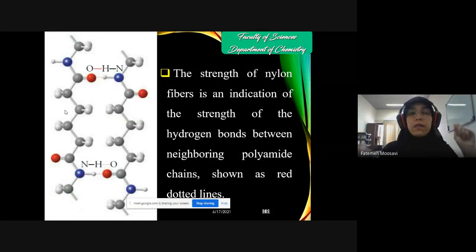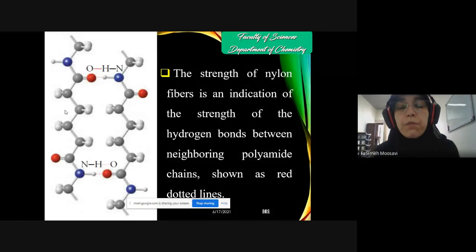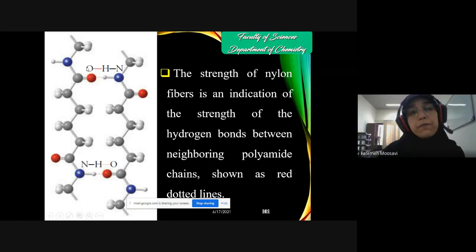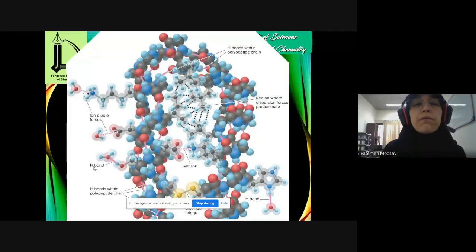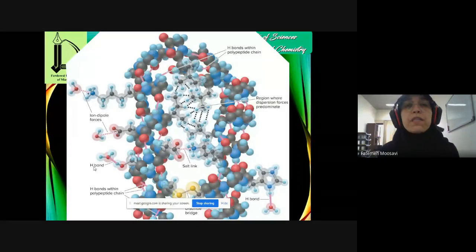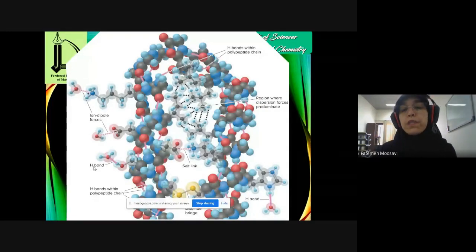In addition, as another example, the strength of nylon fibers is an indication of the strength of the hydrogen bonds between neighboring polyamide chains. You see that the interaction between oxygen of a chain with hydrogen connected to nitrogen of another chain makes hydrogen bonds. That leads to the strength of this compound. Hydrogen bonds play a vital role in maintaining the shapes of biological molecules. The overall shape of a protein molecule is governed largely by hydrogen bonds. Once bonds are broken, the delicately organized protein molecule loses its function.